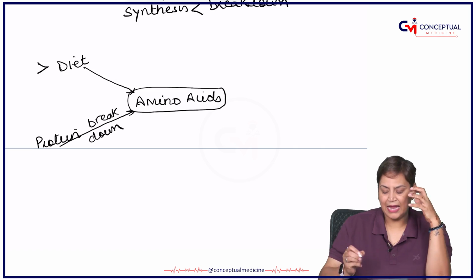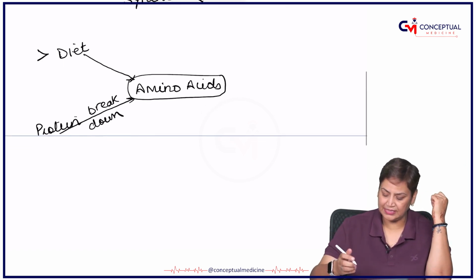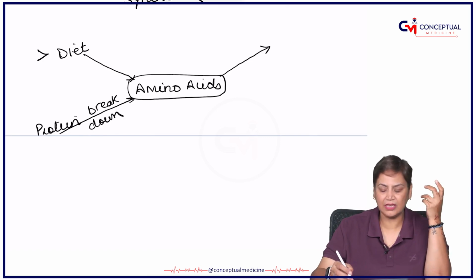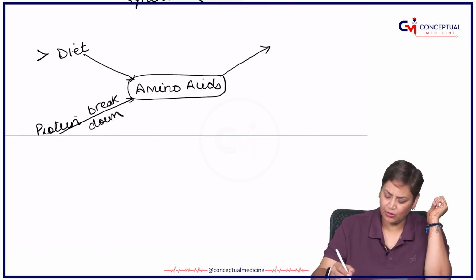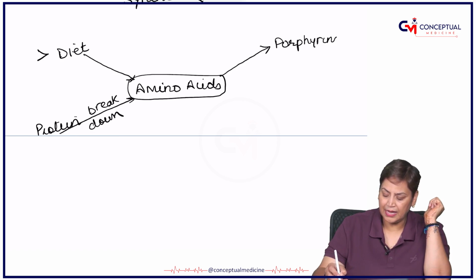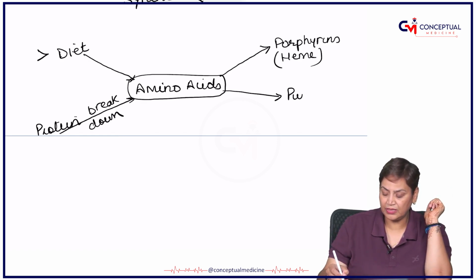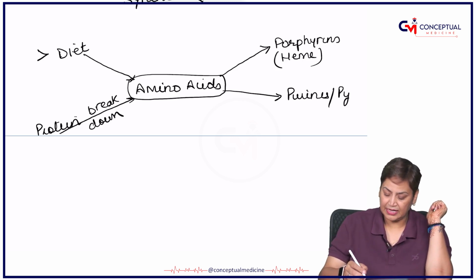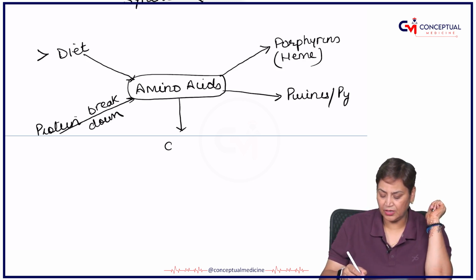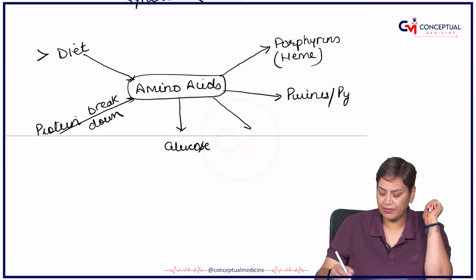Right? And this amino acid pool, first of all, will be required for the synthesis of porphyrins, like heme, which is an iron porphyrin. Amino acids are required for the synthesis of purines and pyrimidines. Then we can say amino acids can be converted into glucose, and amino acids can be expelled from the body by forming urea.